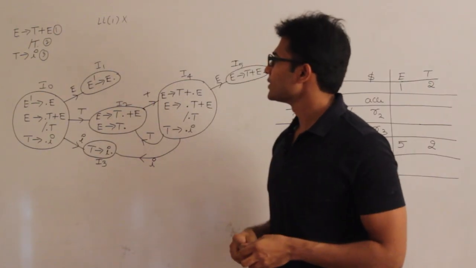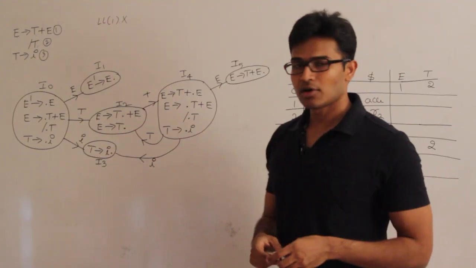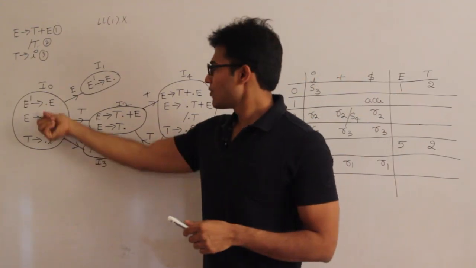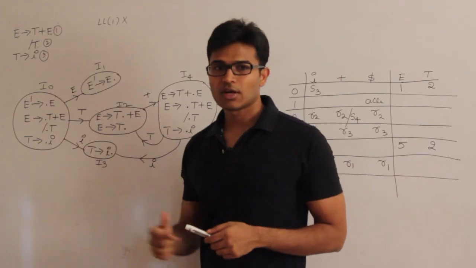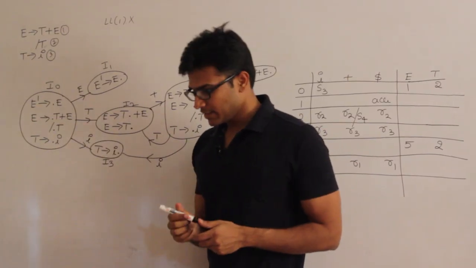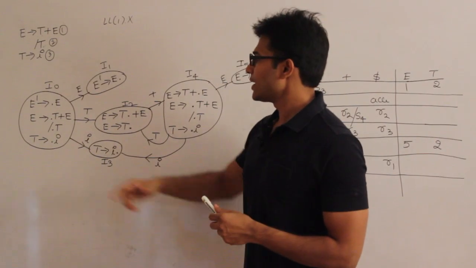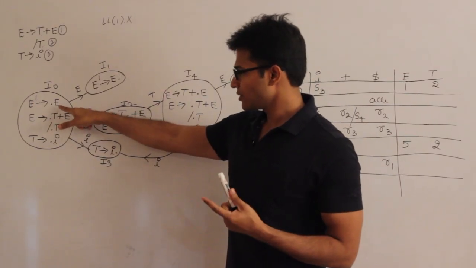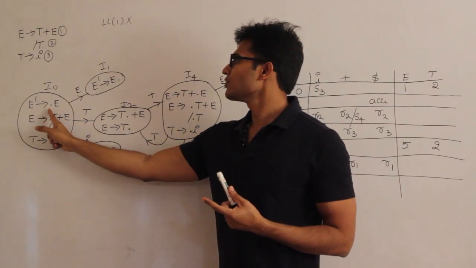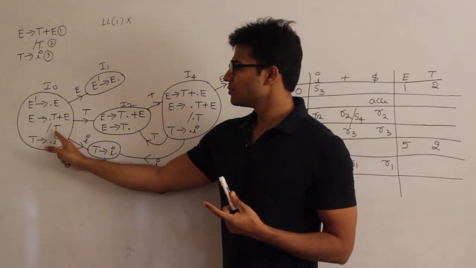And now the next thing is whether it is LR0 or not. In order to find out whether it is LR0 or not, we have to construct the canonical collection of LR0 items, right? So this is the canonical collection of LR0 items. E' derives dot E is the augmented production. Because of the dot at the beginning of E, I am going to add all the E productions.